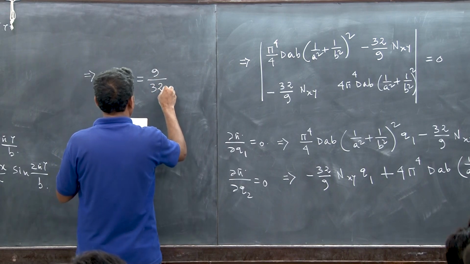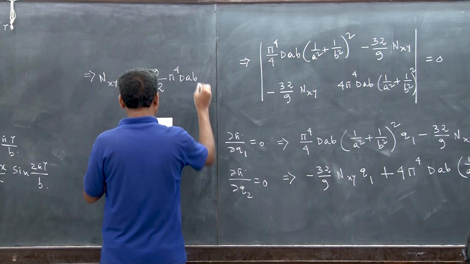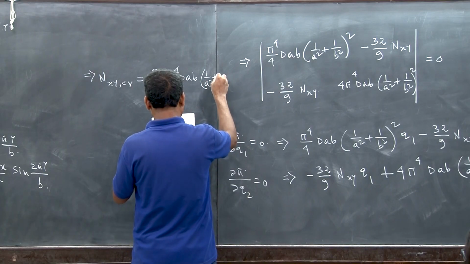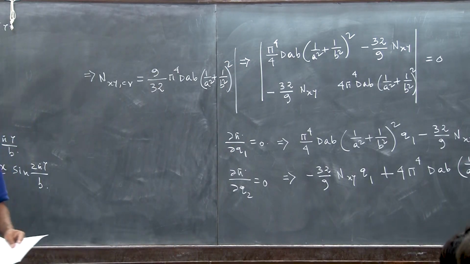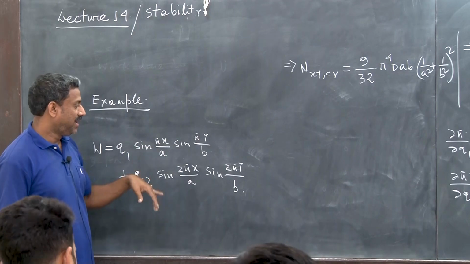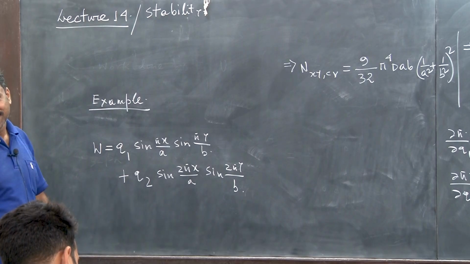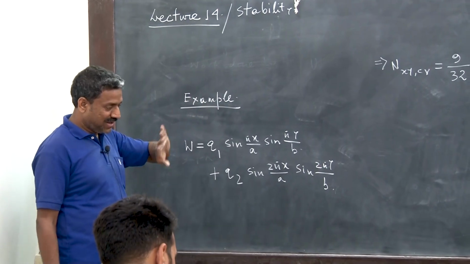you will get N_xy critical equal to 9 by 32 pi to the power 4 D ab times (1 by a square plus 1 by b square) squared. So that is the critical load. You see that you get one estimate of the critical load by doing so, and the respective mode shape you have already predetermined. A single lobe, and for both, you have to find the values of q1 and q2, substitute, plot the eigenvectors, and you will get a surface.